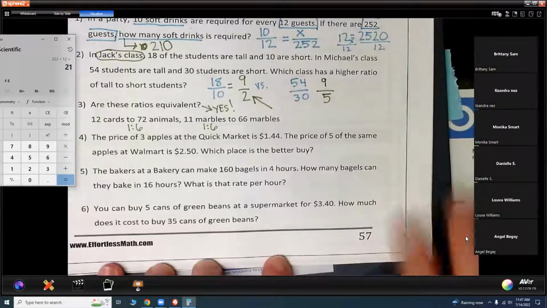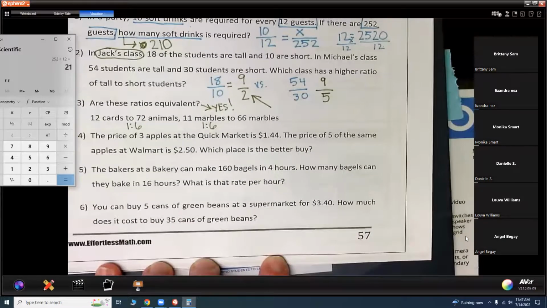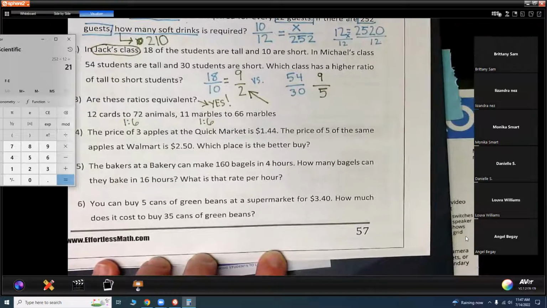The price of 3 apples at the Quick Mart is $1.44. The price of 5 of the same apples at Walmart is $2.50. Which place is the better buy? Okay, why? You get, it's going to be a little bit more, you'd be able to pick six apples, I guess, for the price of 55.